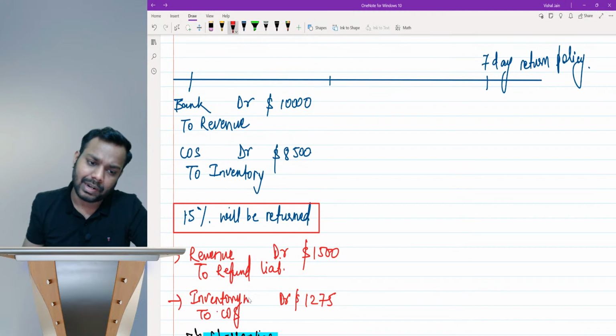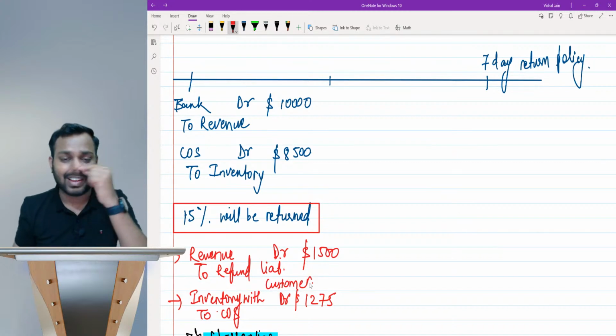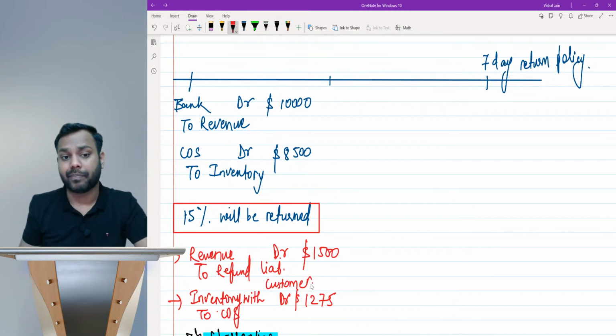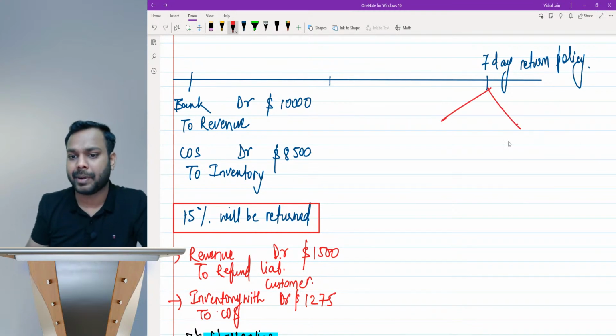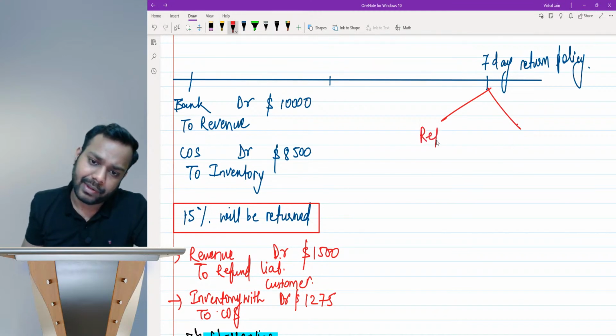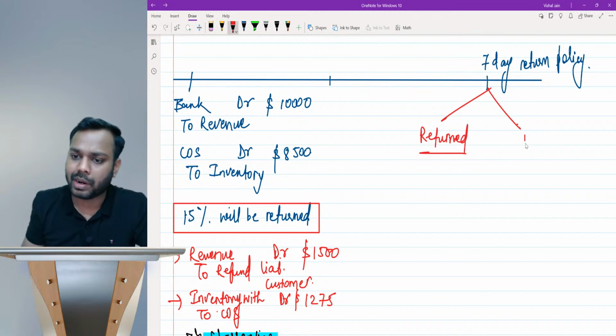So it is better to open a temporary account, inventory with customer. Inventory with customer, or it is also called a right to return asset account debit. Okay, anything you can do. Now on this 7-day return policy, two things can happen. One, goods are returned, or the goods are not returned.